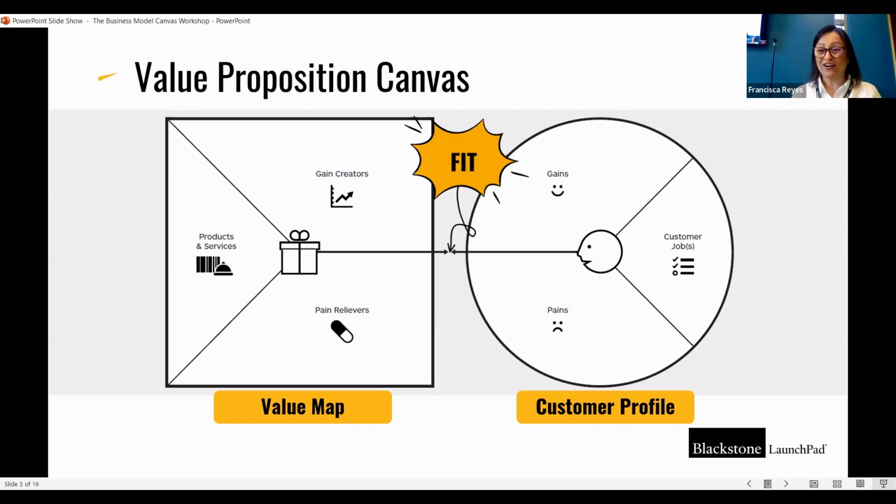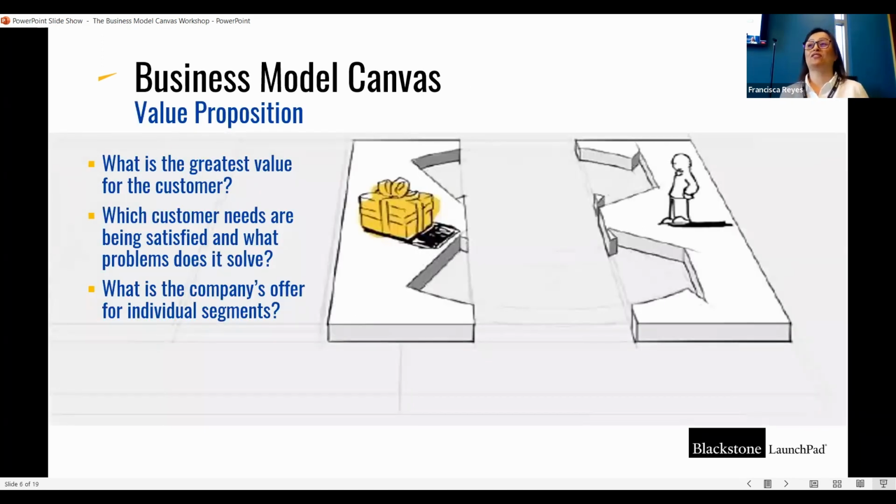Now, the good and interesting thing, and what we're trying to do, is merge both of these things: the right side, what the customer needs, and the left side, the value that we can provide to them. And when we actually align those things, that's the perfect fit. And that is what gives us the opportunity to have a great value proposition.